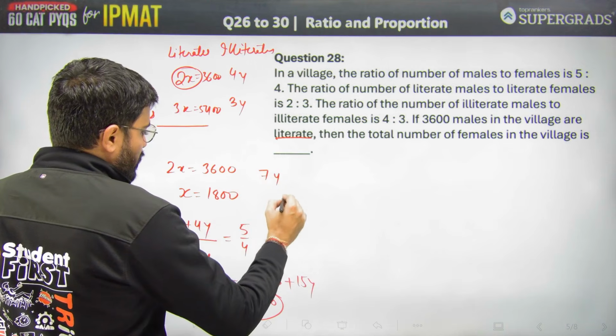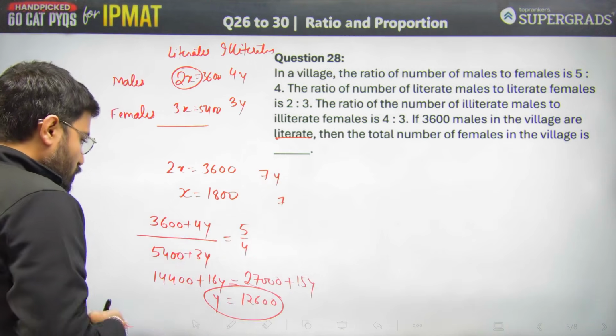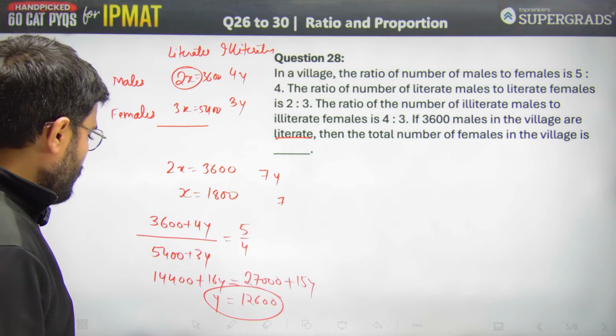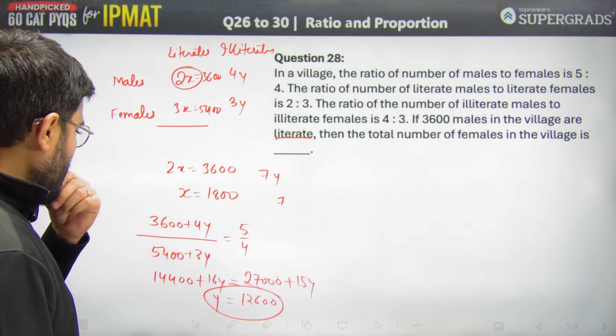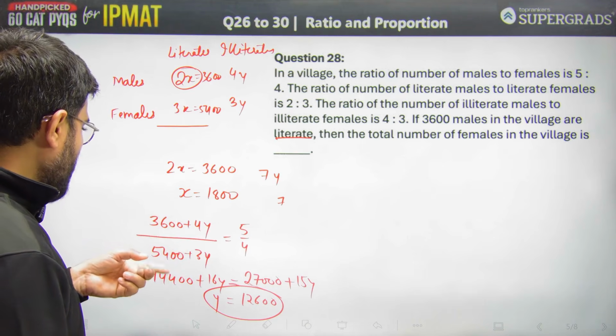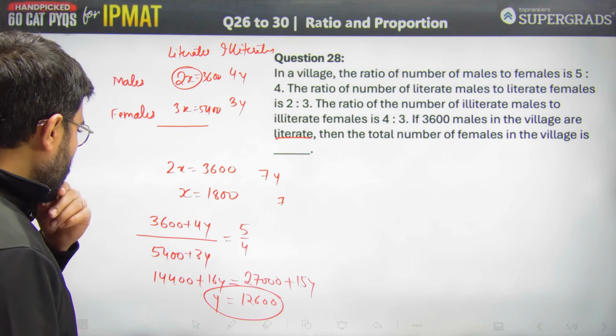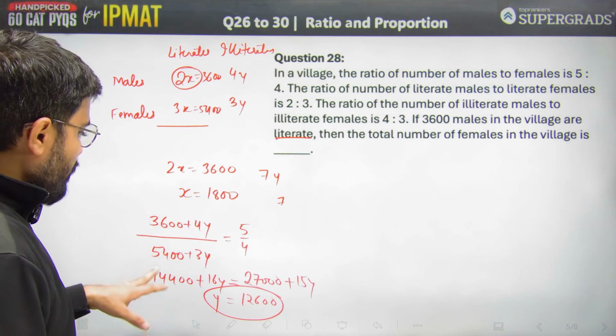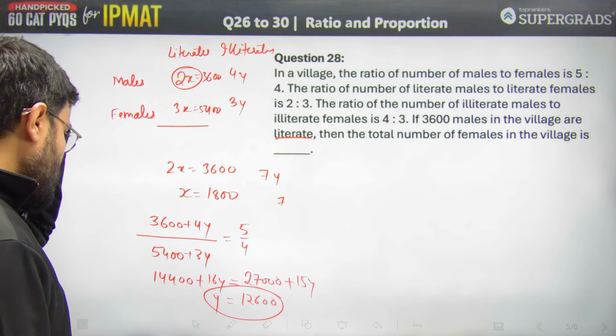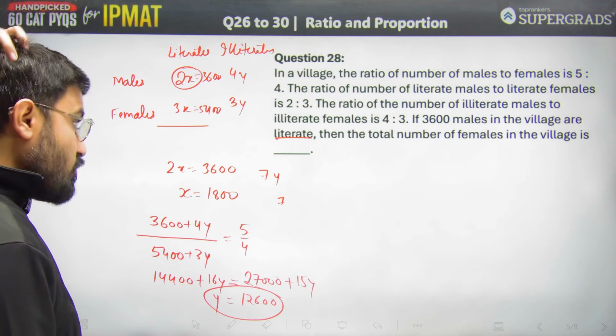So 7y will be equal to, did I do something wrong here? 4 into 5. 4 into 4 is 16. This is 15. This is 54 into 5 is 27,000. 36 into 4. 36 into 2 is 72 into 4 is 1440. So this 12600 will remain. So the value of y will come out as 12600.